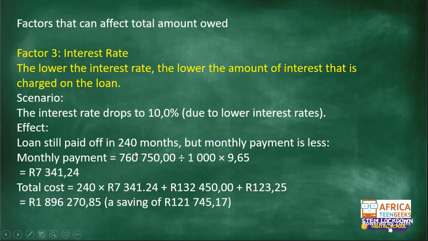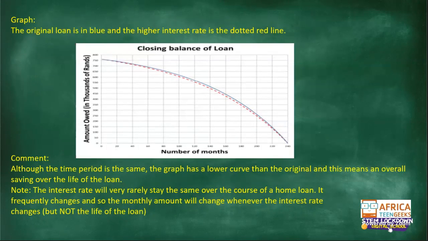You can see how we have calculated. We take the loan factor, and then you divide the loan amount by 1,000 and multiply it by the factor. So you'll pay 7,341 as compared to the 8,000 that you were paying. Once again, the curve shows that although the time period is the same, the graph has a lower curve than the original, and this means you are saving over the life of the loan.